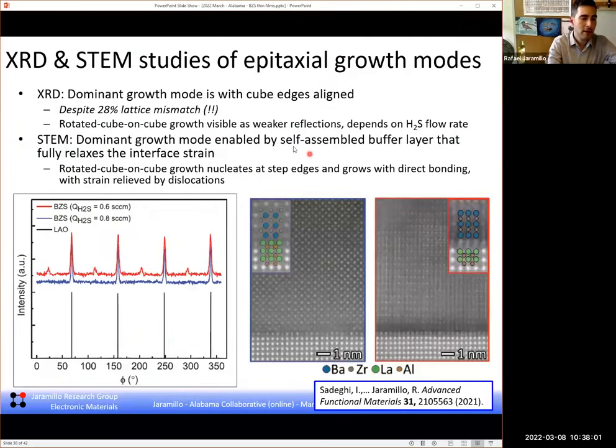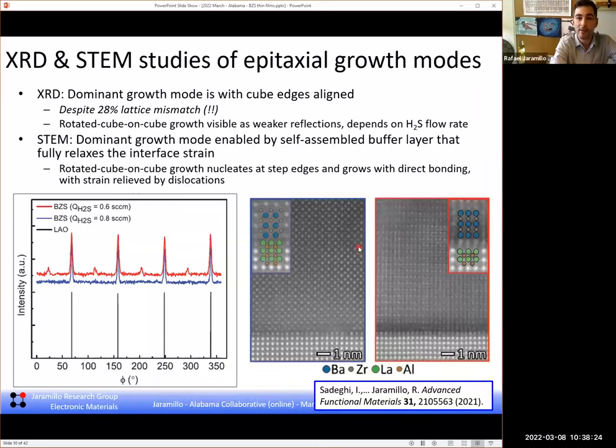So the XRD and the STEM illustrate that there are these two really peculiar growth modes. The first, and this was such a surprise, is that the pseudocubic edge of the sulfide perovskite grows aligned with the pseudocubic edge of the oxide perovskite despite the 30% lattice constant mismatch. And the film grows beautifully.